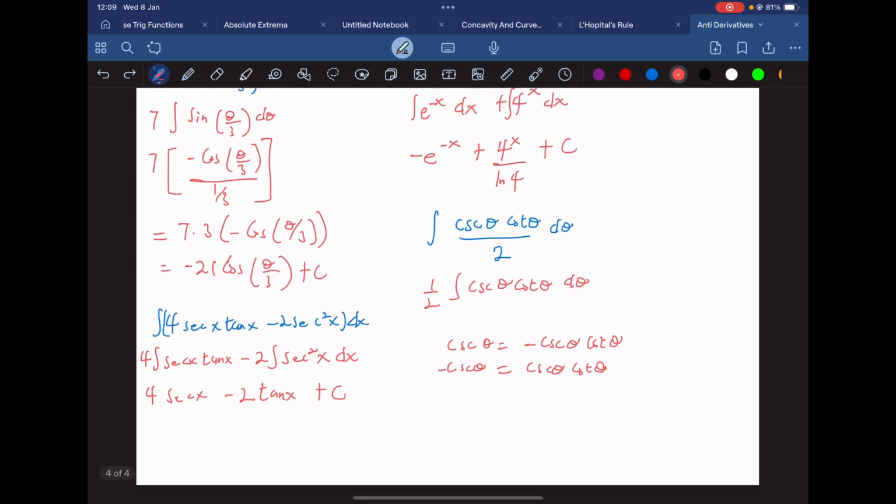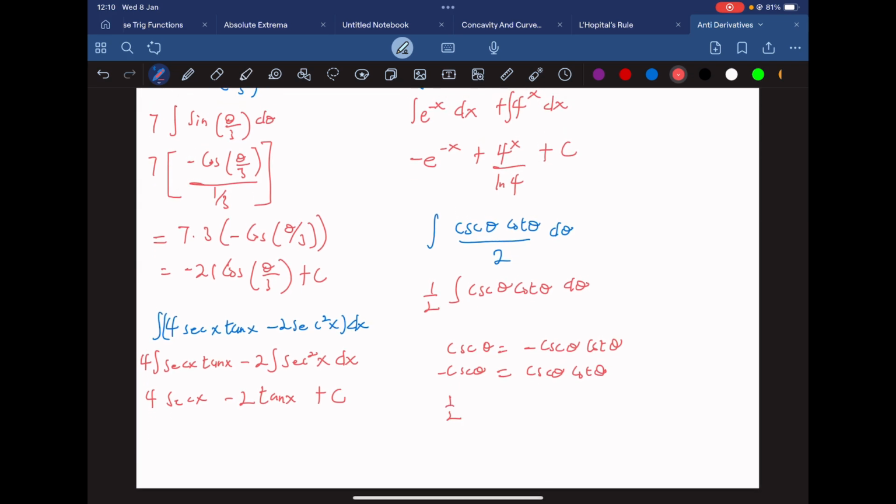So using that idea, we can have 1 over 2 multiplying negative cosecant theta. Then we add our constant c. So this is just negative 1 over 2 cosecant theta plus c. And that is how to solve any antiderivative question.